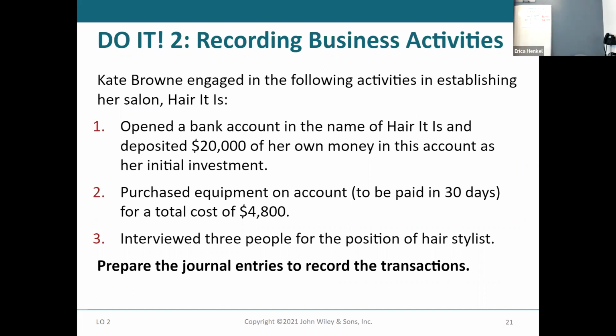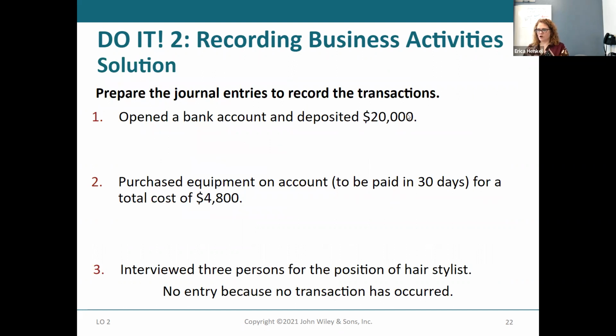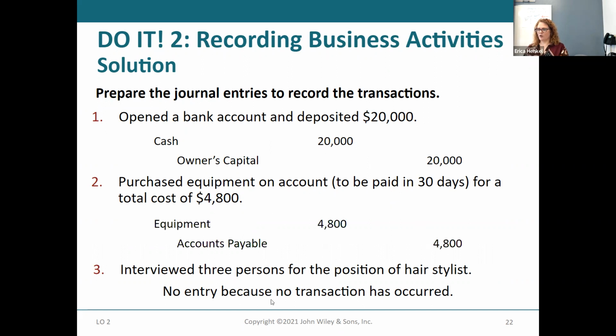And then the last one, we interviewed 3 people for the position of hairstylist. Does this require a journal entry? It doesn't, right? Because we didn't have any economic transaction or change of financial position for us at all. So that one, we would not make a journal entry. Okay, so looking at that, we've got cash and owner's capital, and equipment and accounts payable, and then no entry because there's no transaction there.